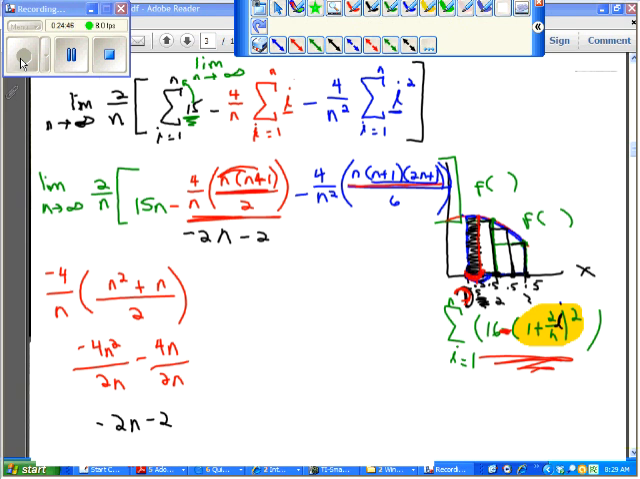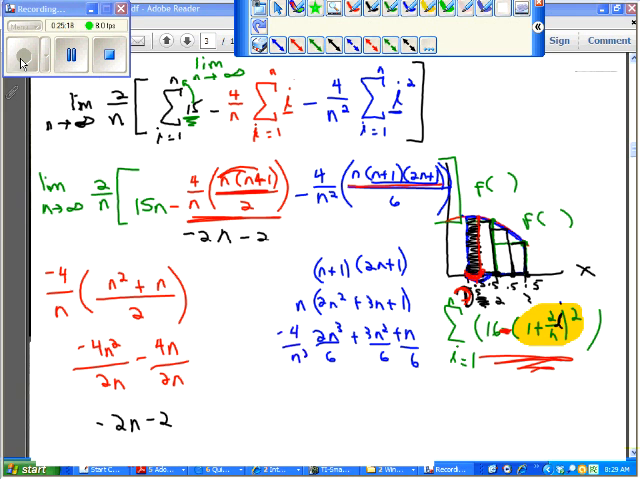And then if we do this part, if I do the n plus 1 times 2n plus 1, I'm going to have 2n squared plus 3n plus 1. And then times that n gives me 2n cubed plus 3n squared plus n. And then I'm going to divide by 6, and I'm going to have a 6 under each one of those. See what I did? And then I'm going to have a negative 4 over n squared times each of those.